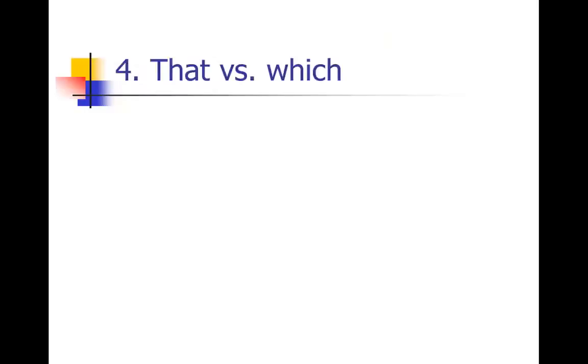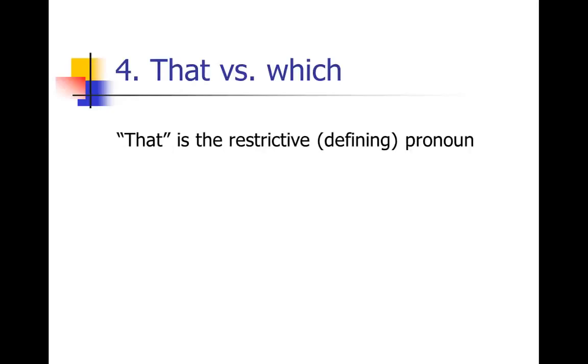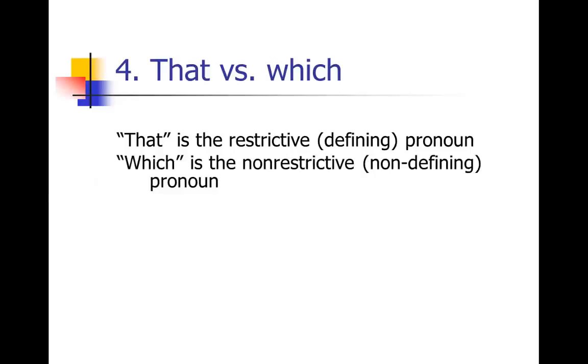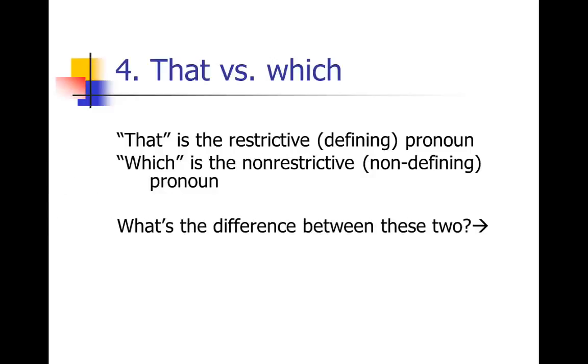The use of that and which often gets confused. So pay attention to this one. I edit this one a lot. That is used when you have a restrictive clause, and which is used when you have a non-restrictive clause. You can recognize when which is appropriate because you're going to be setting things off with commas. So what's the difference between these two?